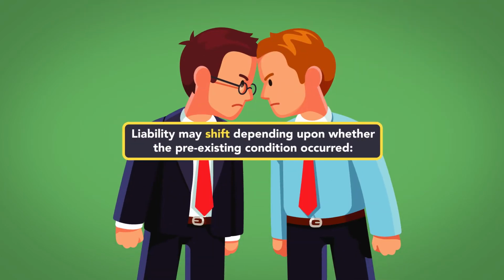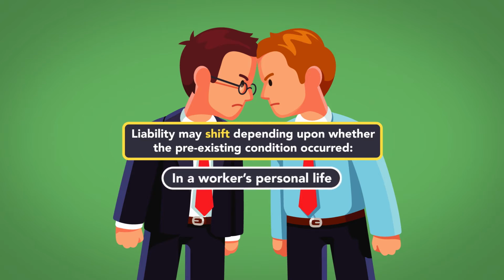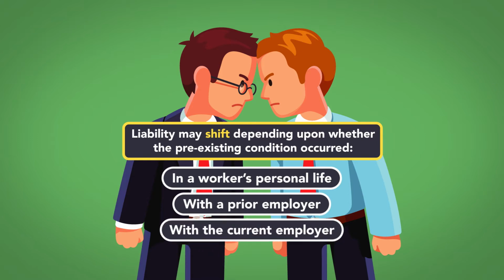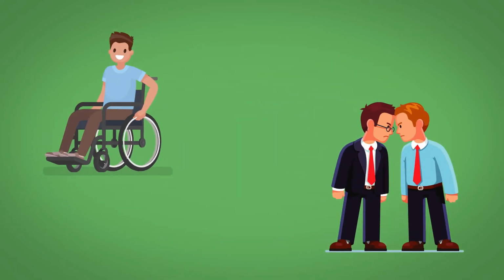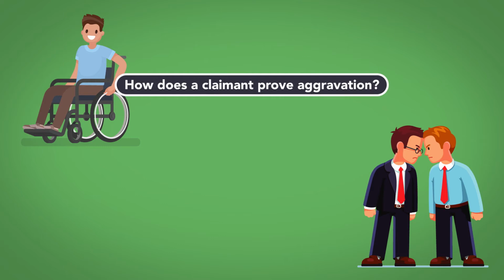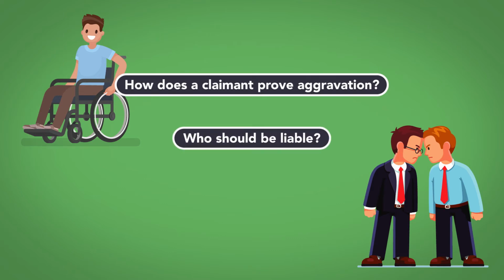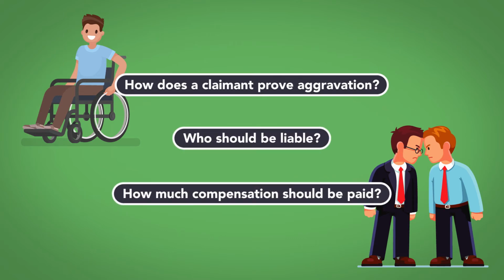Furthermore, liability may shift depending upon whether the pre-existing condition occurred in a worker's personal life, with a prior employer, or with the current employer. This module addresses the major questions surrounding liability and pre-existing conditions. How does a claimant prove aggravation? Who should be liable, and how much compensation should be paid?